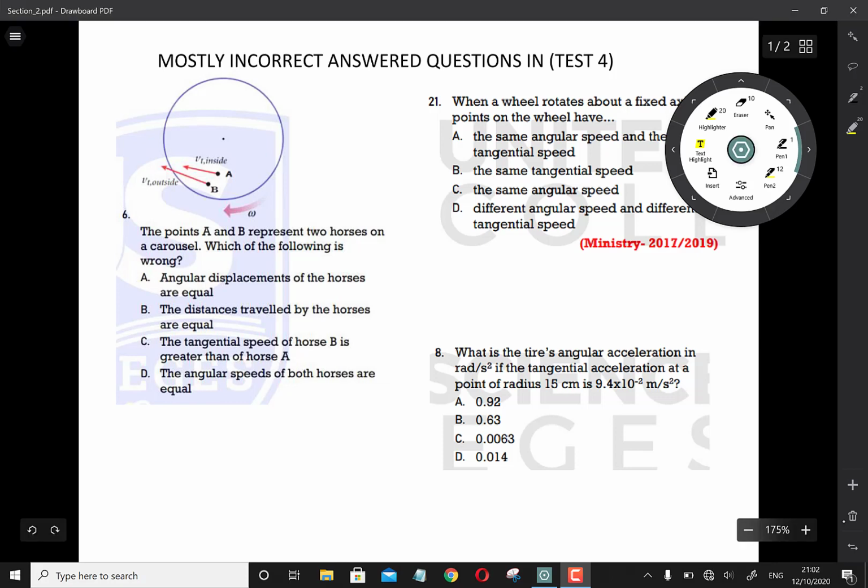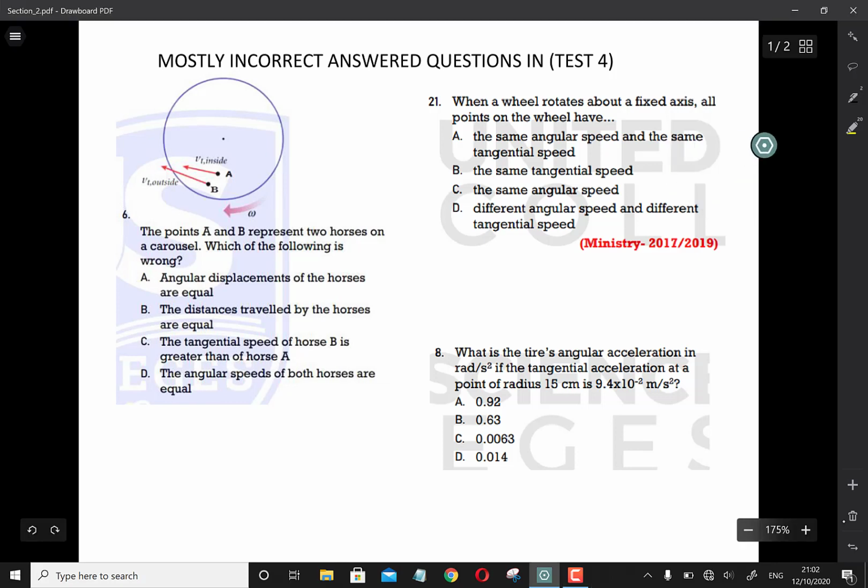Hi everyone. Now I will answer the questions about section 2, the mostly incorrectly answered questions of test 4 and test 5. The first question is question number 6 in test 4.